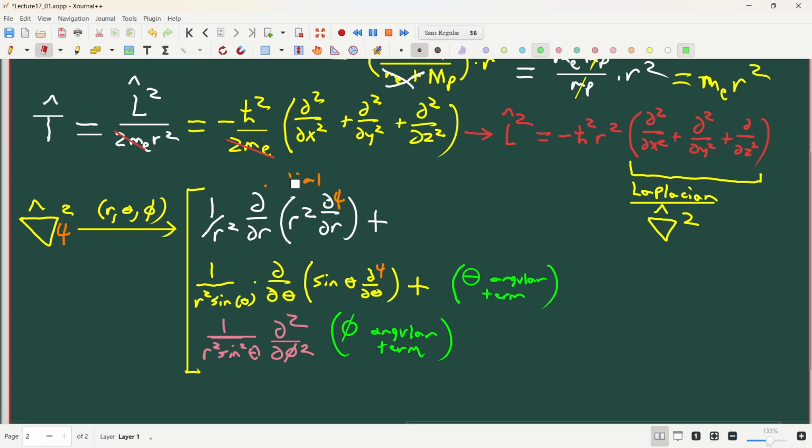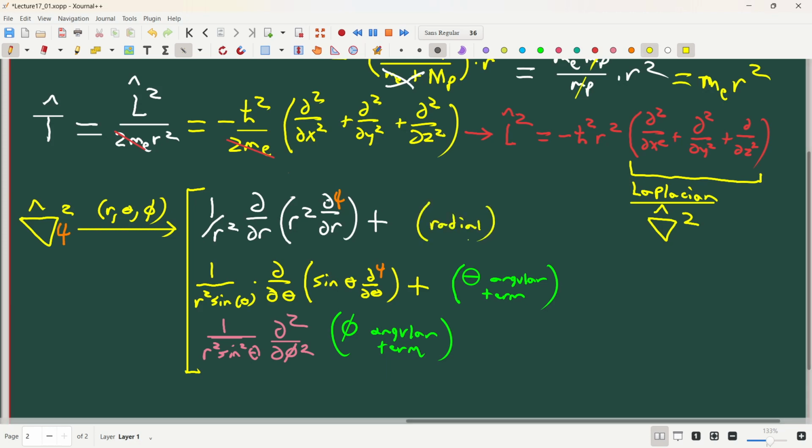Let me just erase this here, just to make it a little more organized. This is the radial term. Okay, so this is our new differential operator in the kinetic energy. It's ugly, and I'm never going to make you do anything with it. I just want to write it down and talk about it.